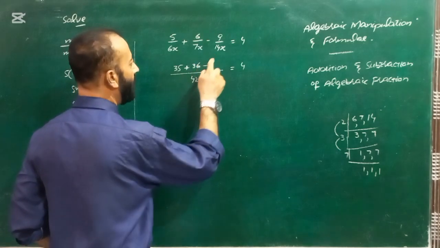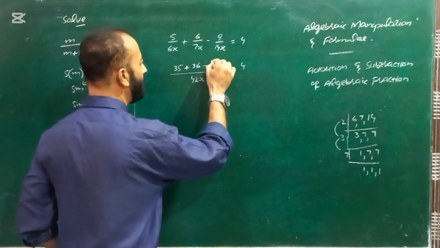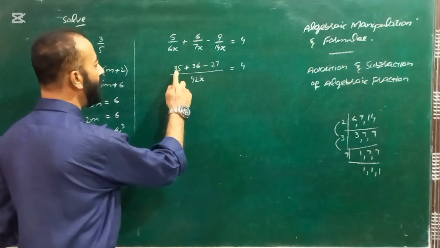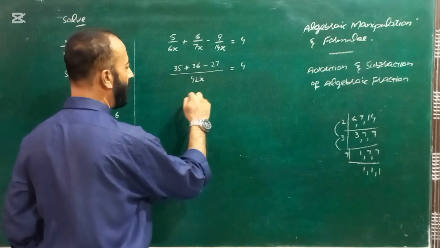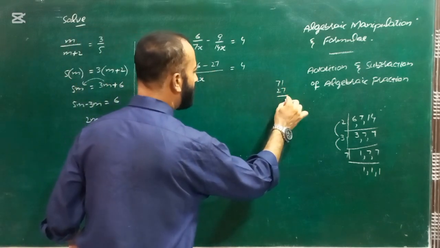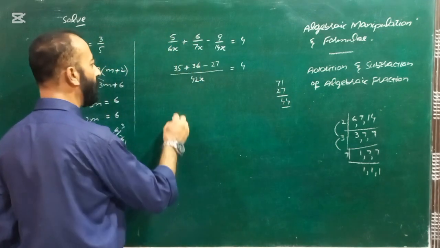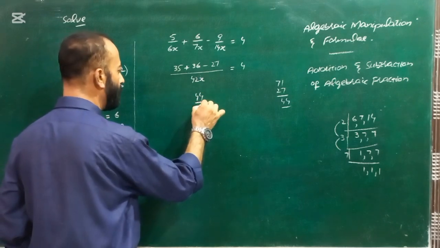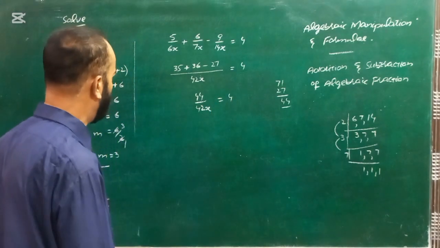Minus is there. Now x will be cancelled. 14 threes are 42, and 3 will be multiplied by the numerator, so 3 nines are 27. So at this step you can see 35 plus 36 is 71. So 71 minus 27, so 44 is left on the left hand side. In the denominator, 42 over x is still there, and on the right hand side 4 is still there.